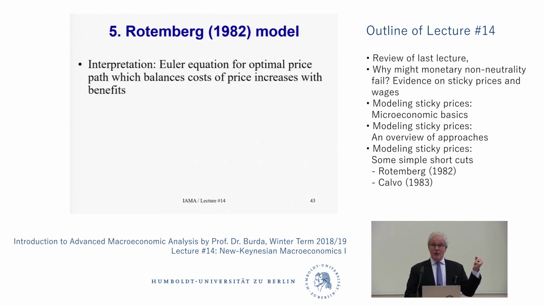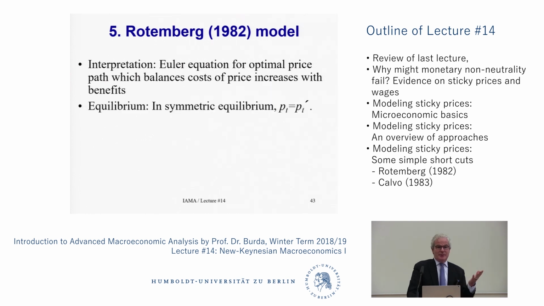So, it's an Euler equation. It's an intertemporal or a Euler equation if you're American. It's the optimal behavior which balances costs and benefits, incorporating the fact that future benefits may be realized by changing price today.